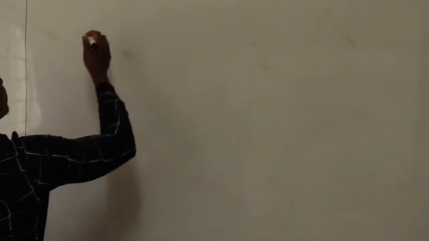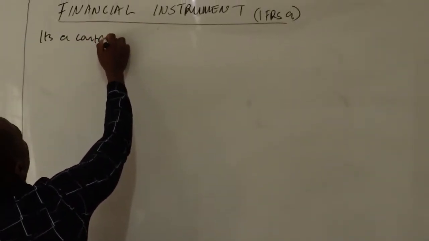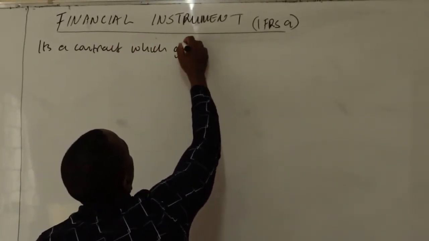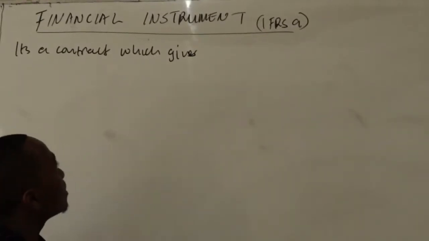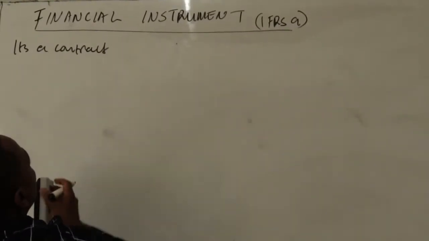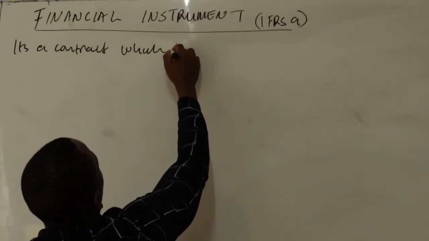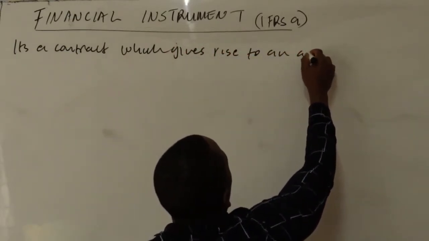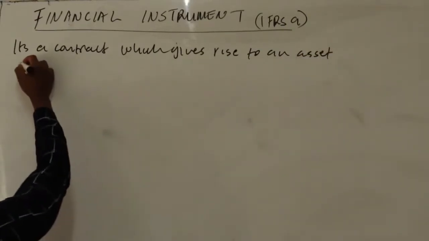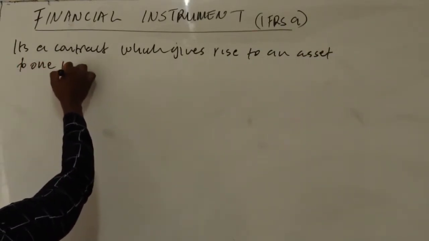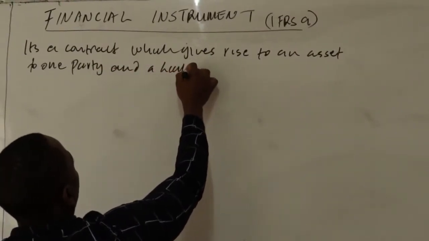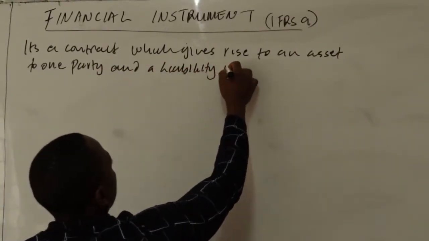So let's write something. We are saying that a financial instrument is a contract which gives rise to an asset to one party and a liability to the other party.